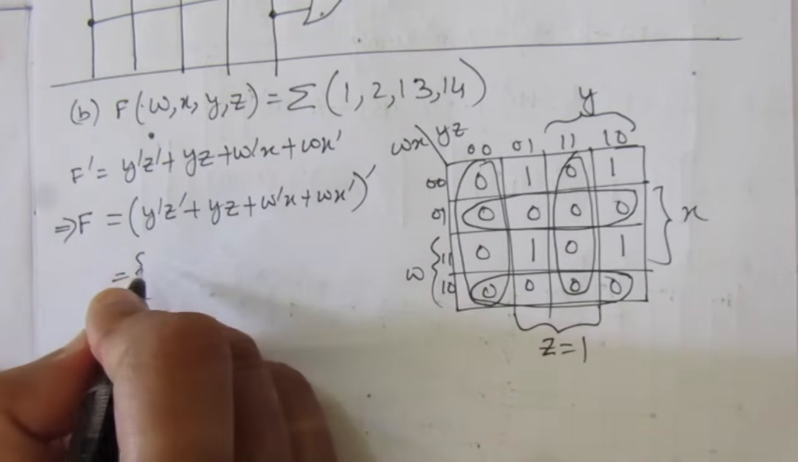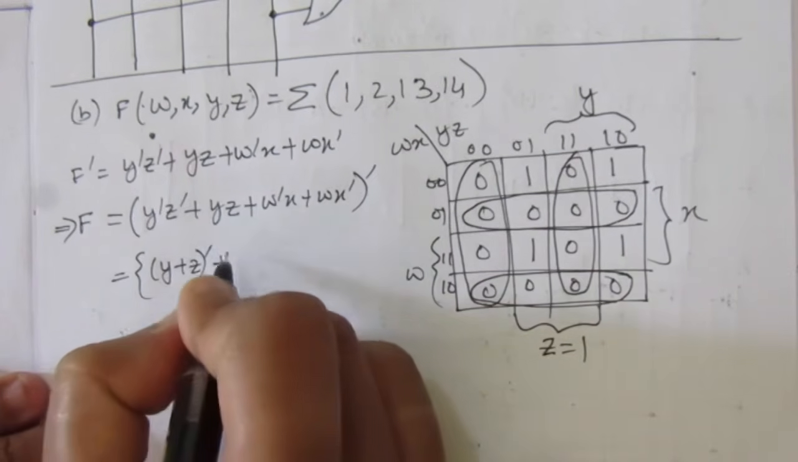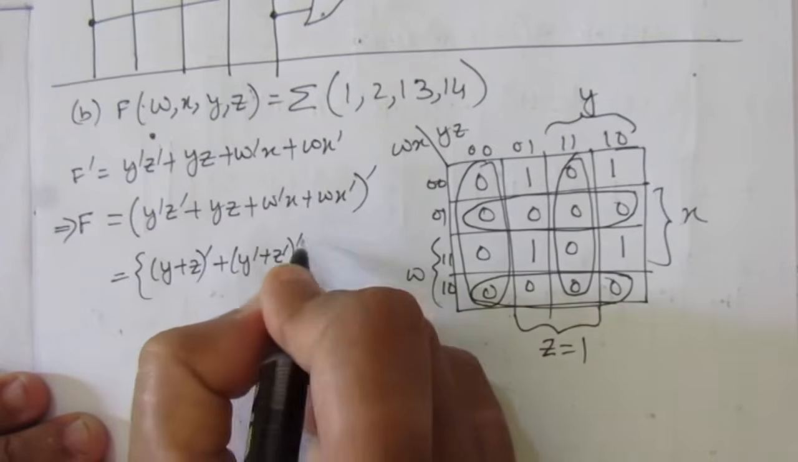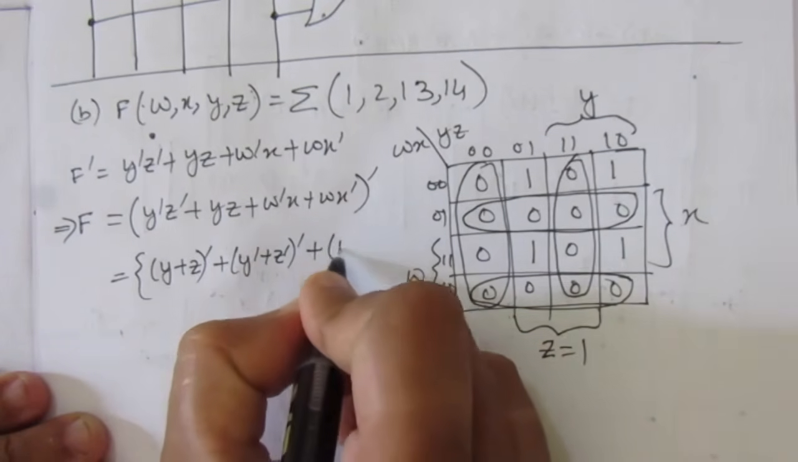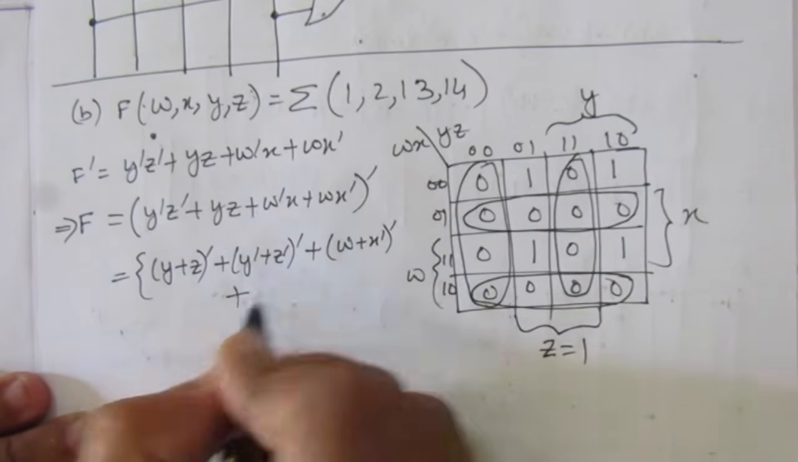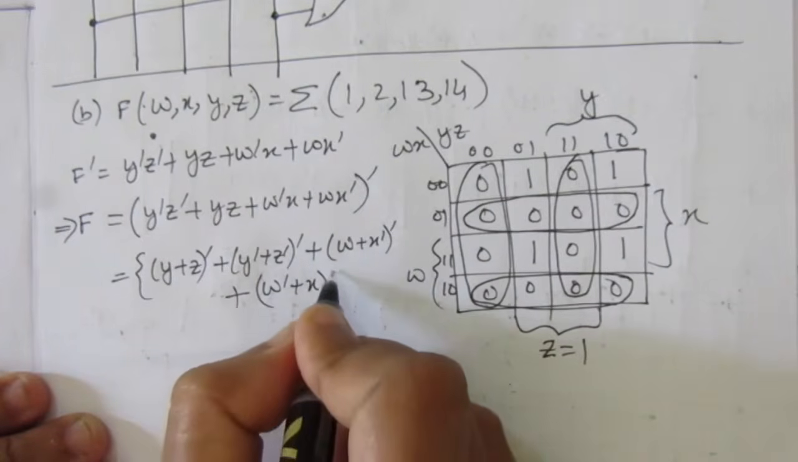We will break these inner terms. y bar z bar can be written as (y plus z) whole bar. Similarly, yz can be written as (y bar plus z bar) whole bar, plus this can be written as (w plus x bar) whole bar. And from the last one we'll get (w bar plus x) whole bar.